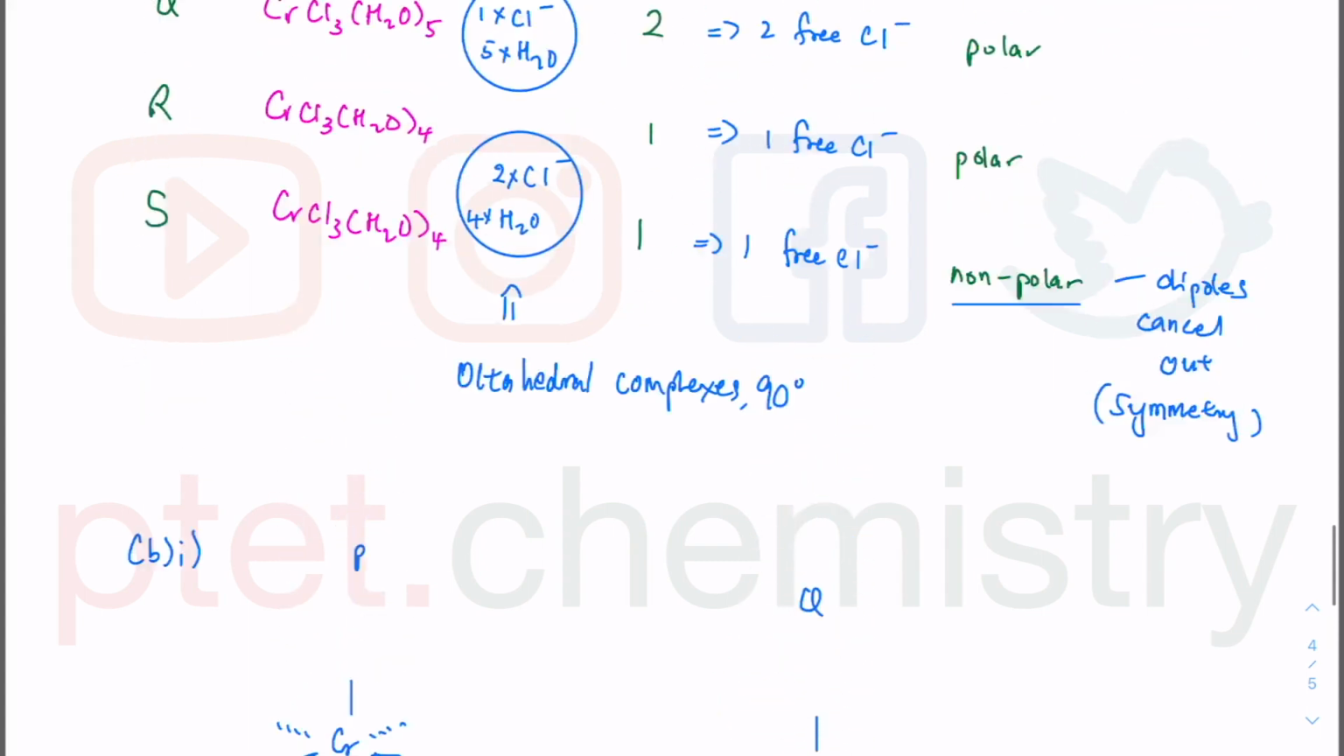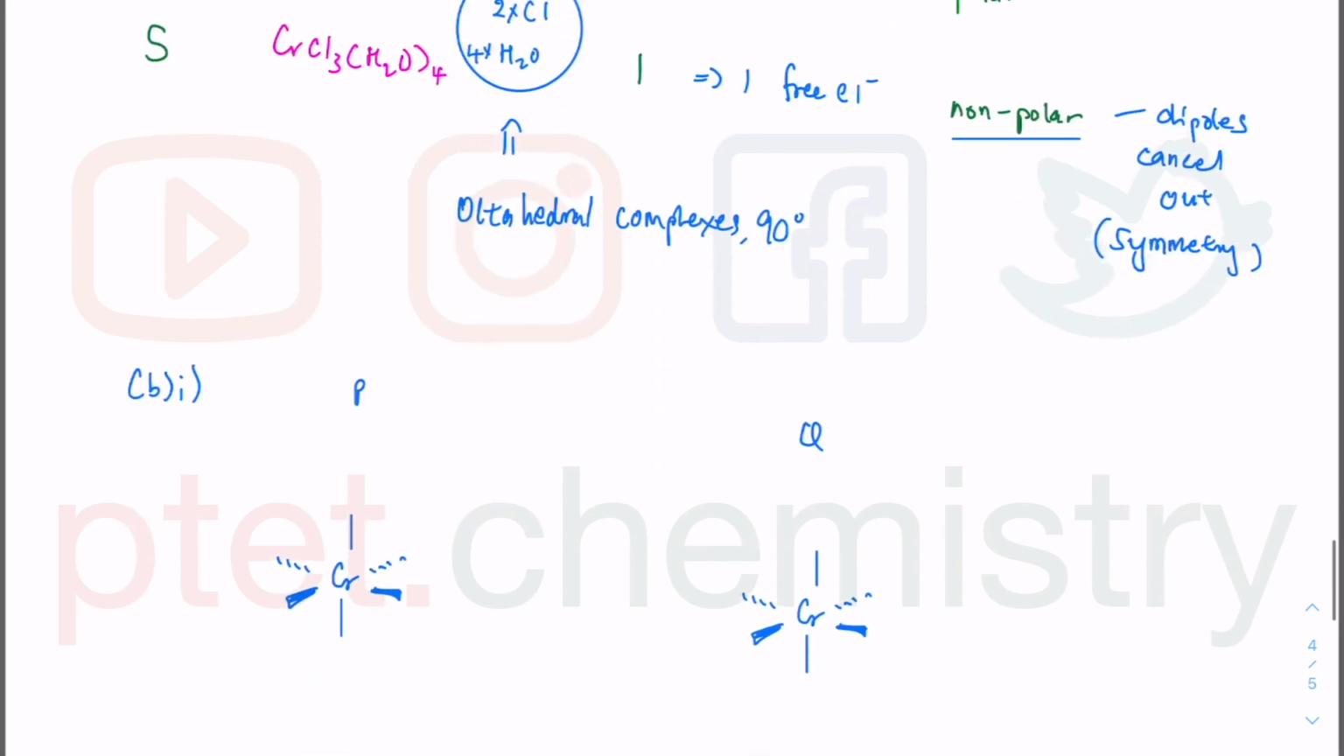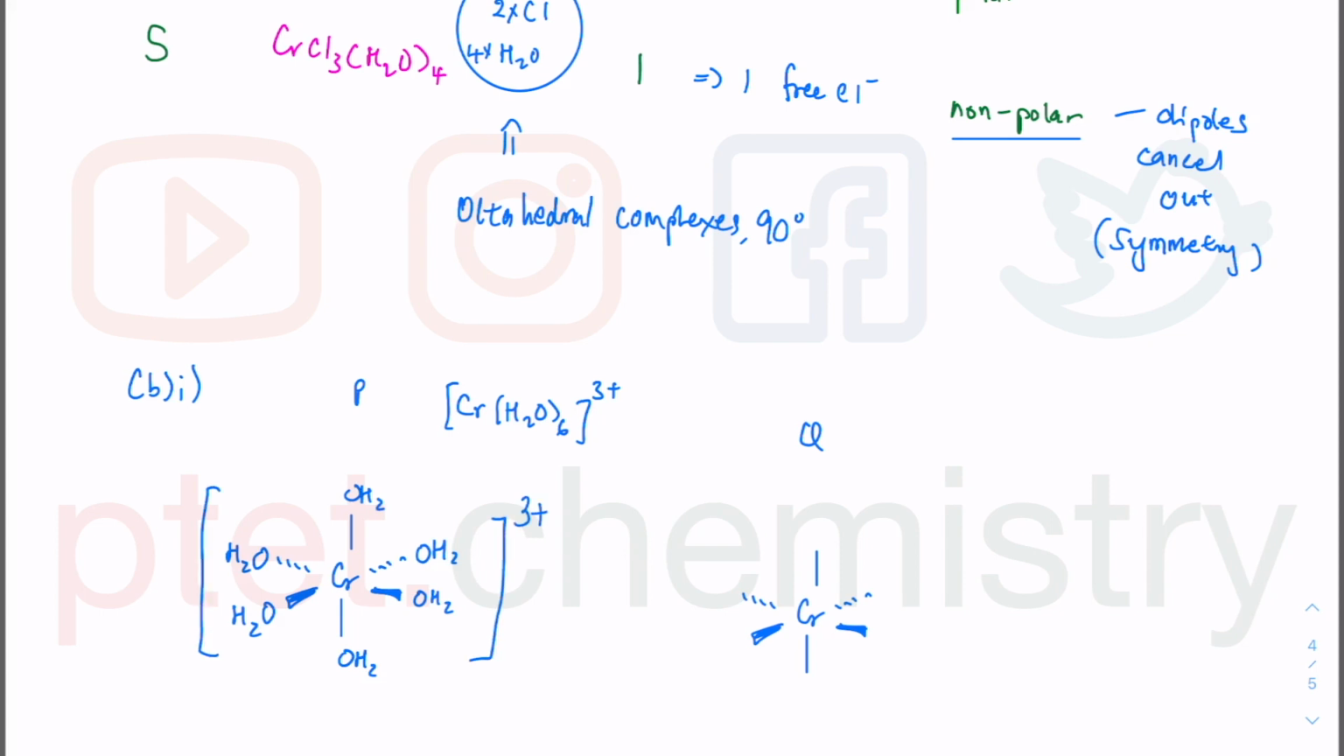So remember what I said about P earlier? 3 times free chloride, that means all the chloride are free. So there's 6 water around the complex. So we're looking at P being chromium, H2O6. This is chromium 3 plus because you got 3 free chloride, each of which is -1. So I have OH2. OH2, remember, is the lone pair on the oxygen. The lone pair on the oxygen is the one with the electrons in order to form a dative covalent bond.